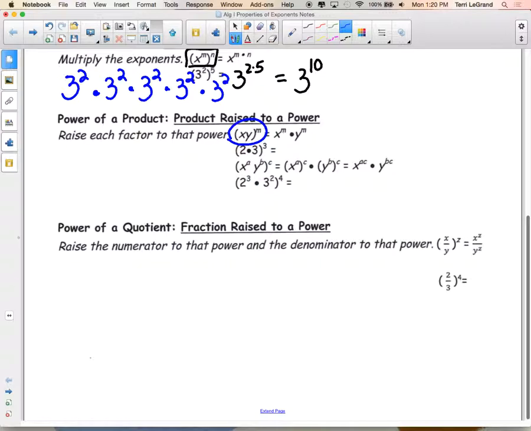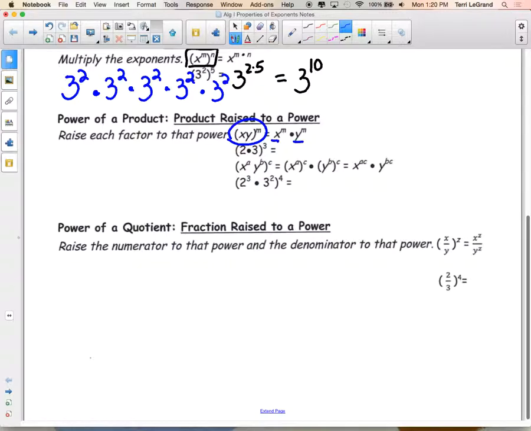So here's what we're going to do. We're going to raise each factor. What are the factors in that XY? What are the factors in X times Y? X and Y. X is a factor, Y is a factor. The parts of a multiplication problem are called factors. So each factor gets its own power of M. X gets a power of M, Y gets a power of M.